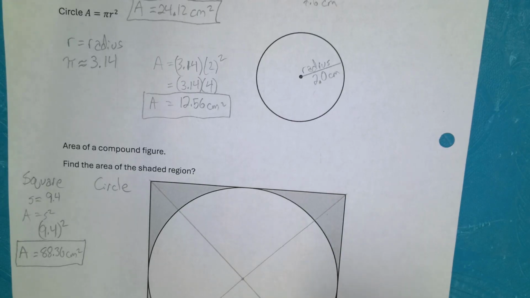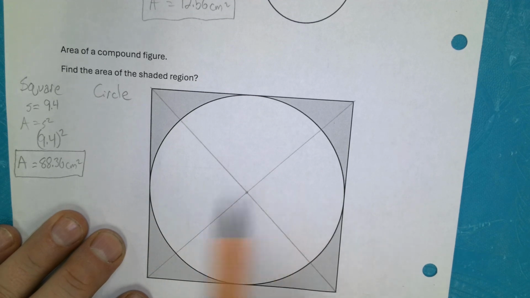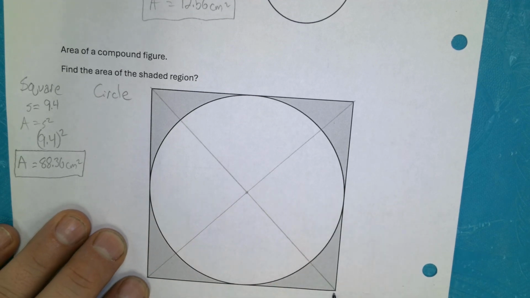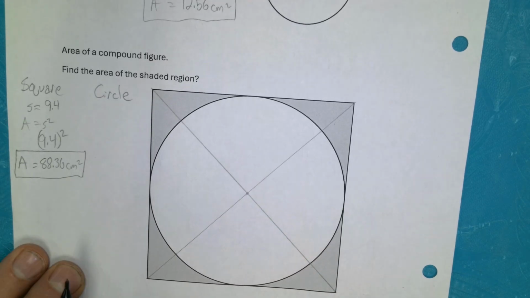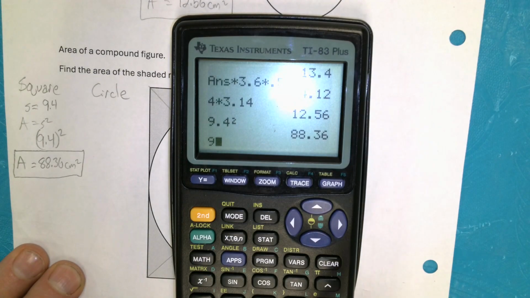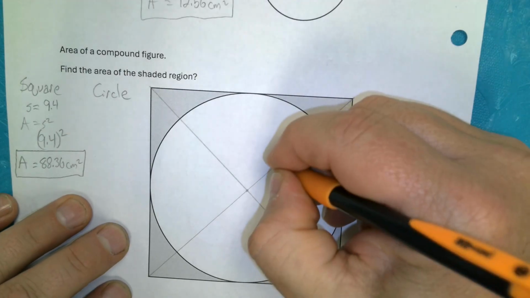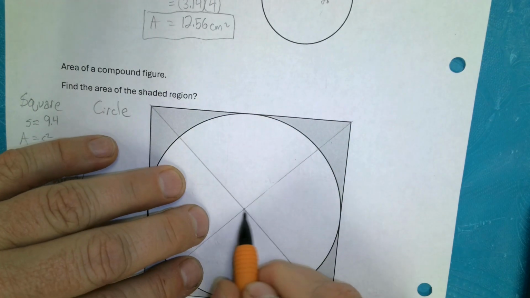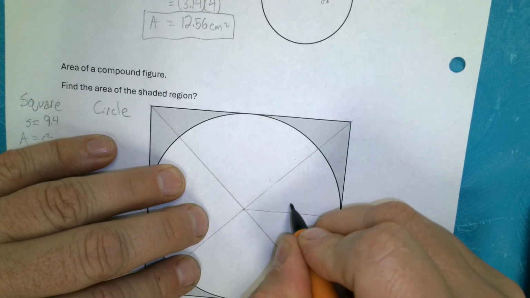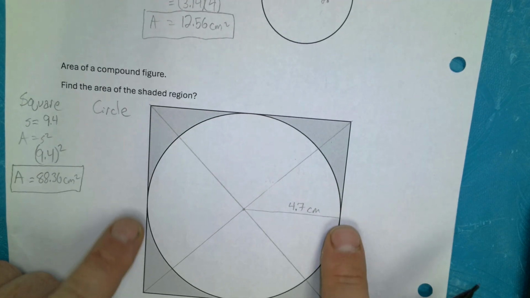But the reality is we don't even need to do this. Because the distance across the circle, the diameter, is the same as the length of the square, which means the distance from the center to the edge should be half of this 9.4. So if we divide 9.4 by 2, so we cut it in half, 4.7. We should have a radius of 4.7. Let's draw it here. So we'll just draw it over, and we'll say this is 4.7 because it's going to be half of this distance all the way across.